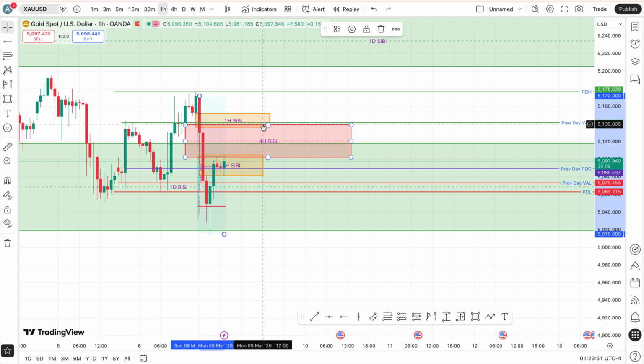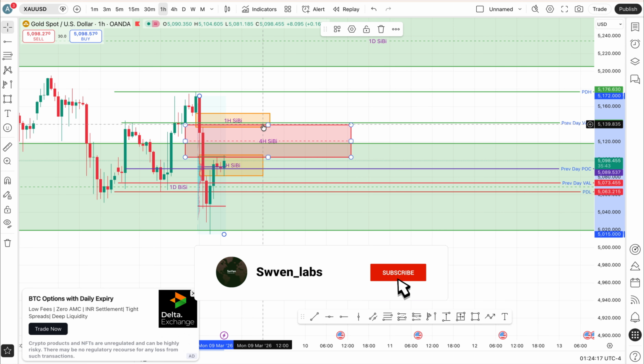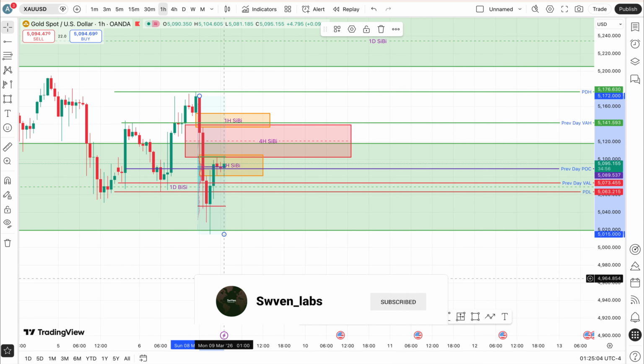In closing, after a major displacement move, traders often make the mistake of chasing price. This is where many traders get trapped. Instead, wait for liquidity sweeps and then a clear displacement, retracement into inefficiencies, and confirmations before entering. Patience is what separates disciplined traders from emotional traders, and that is your key to profit.